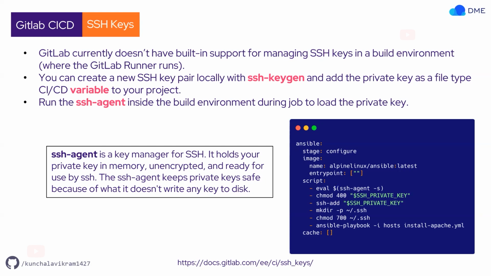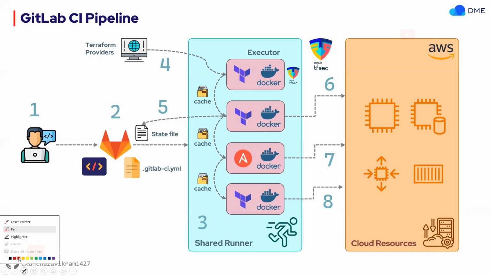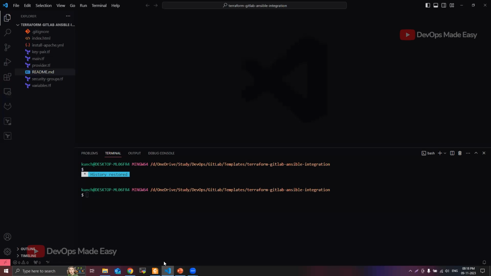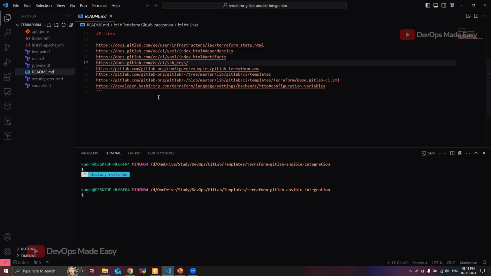Now we'll talk about how to implement this practically. Let's talk about how to implement this overall architecture. I made a small change in this architecture: we'll also see how to scan our Terraform configurations using Aqua tfsec. This is the new change that we have added. Now this is the repository that I have, which is not yet pushed into GitLab. I have this README file that has all the links required to create this pipeline.